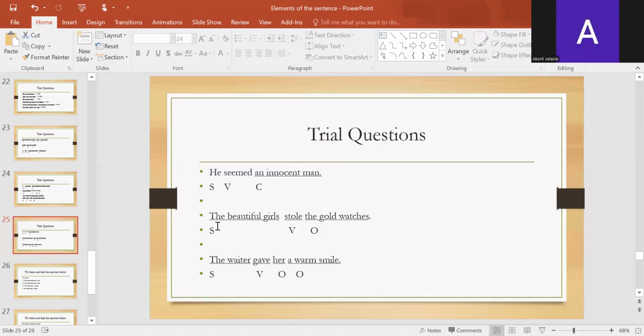Very good. The beautiful girls stole the gold watches. Beautiful girls, subject, stole, verb, the gold watches. This one is an action verb, so it is an object. The waiter gave her a warm smile. The waiter is subject, gave is verb, her is object, a warm smile is object. It is as if you are saying a warm smile is transferred to her. In other words, she benefits from a warm smile. So it's what? SVOO.